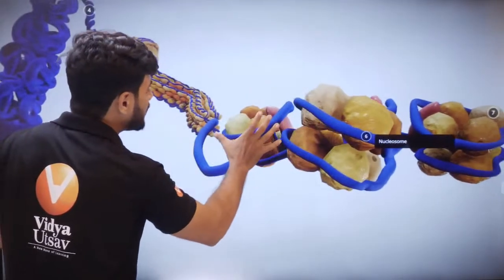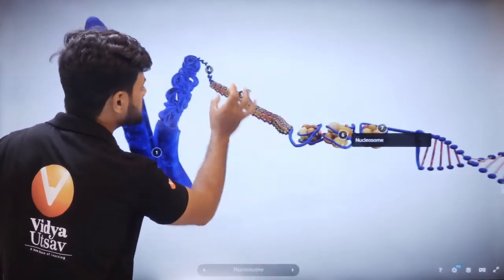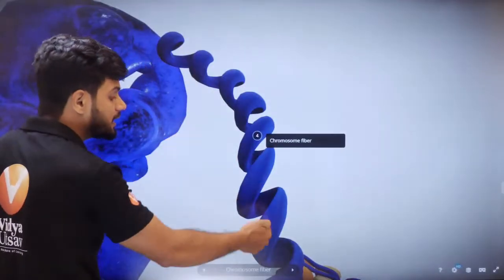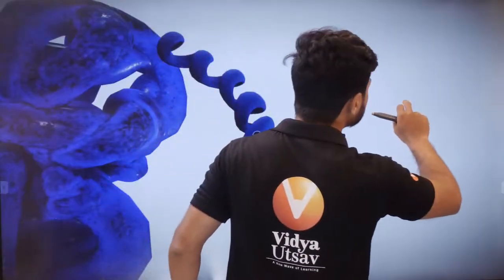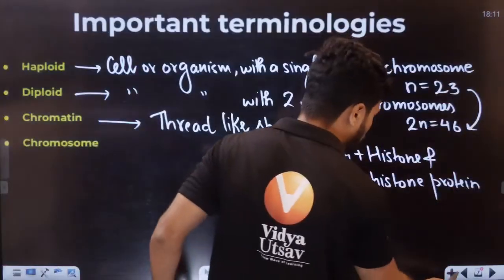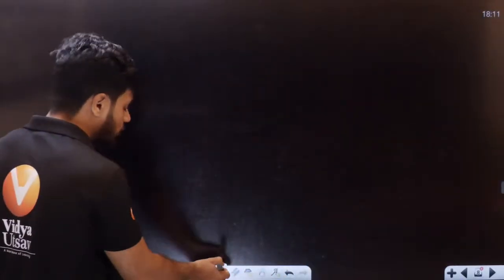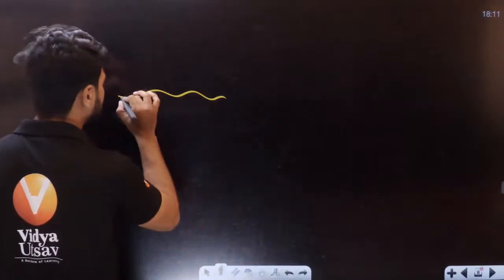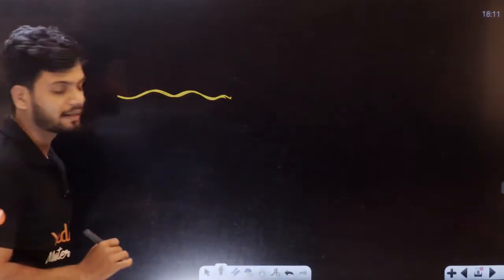Now, students, if I make a long thread of nucleosomes, can all of you see, students? A long thread of nucleosomes. This right here is called chromatin. Chromatin is a long thread-like structure which is made up of nucleosomes, DNA plus histone and non-histone proteins. Okay. Now, students, if this is a chromatin right now, this is the chromatin thread.